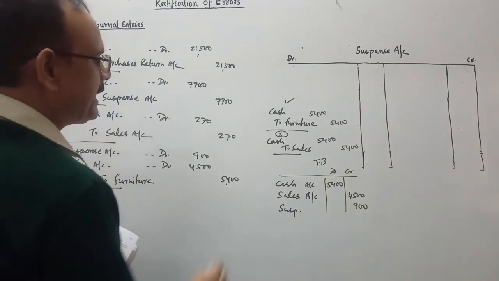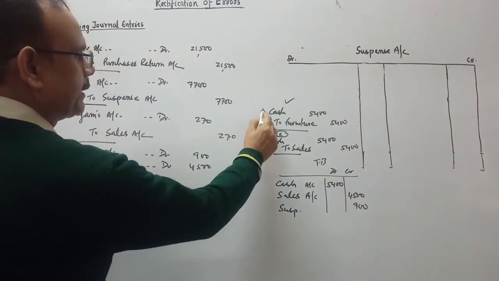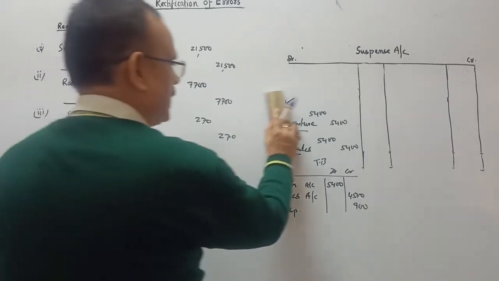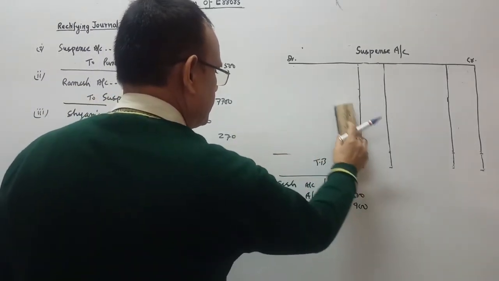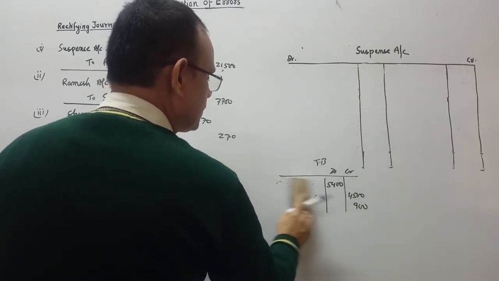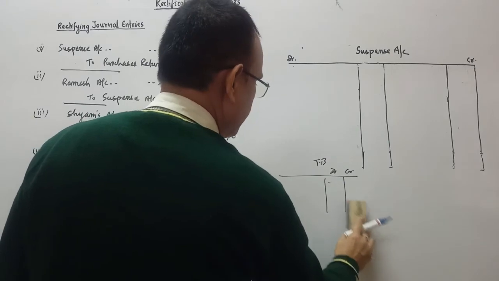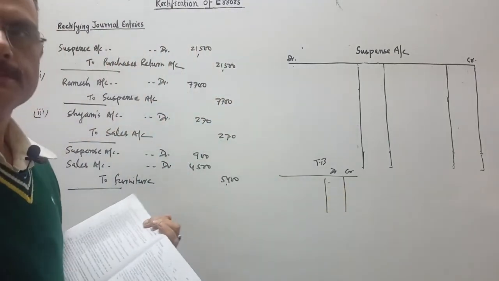There is no mistake in cash. Cash is absolutely correct, so we are not going to rectify the cash. We will do the rectification where there is an error. We are not going to do the rectification where there is no error. Okay.